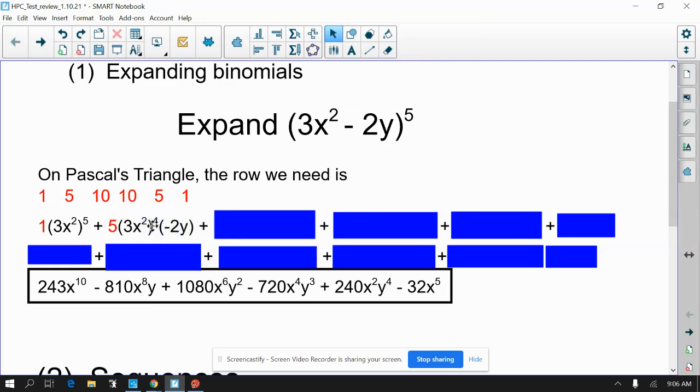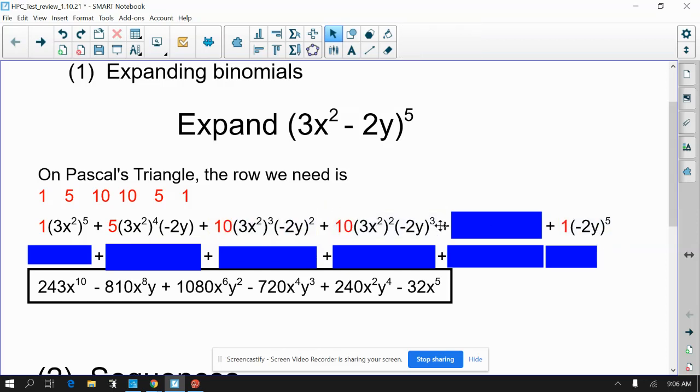The second term is the second Pascal number 5 times the a value to the 4th times the b value, negative 2y, to the 1st. And then negative 2y is going to increase in power. It's going to be negative 2y to the 2nd, negative 2y to the 3rd, to the 4th, and to the 5th. Here's that final one, negative 2y to the 5th. So this is all the work that you are showing. Again, just being presented with the problem and jumping down here is a 0. So you got to show the work.